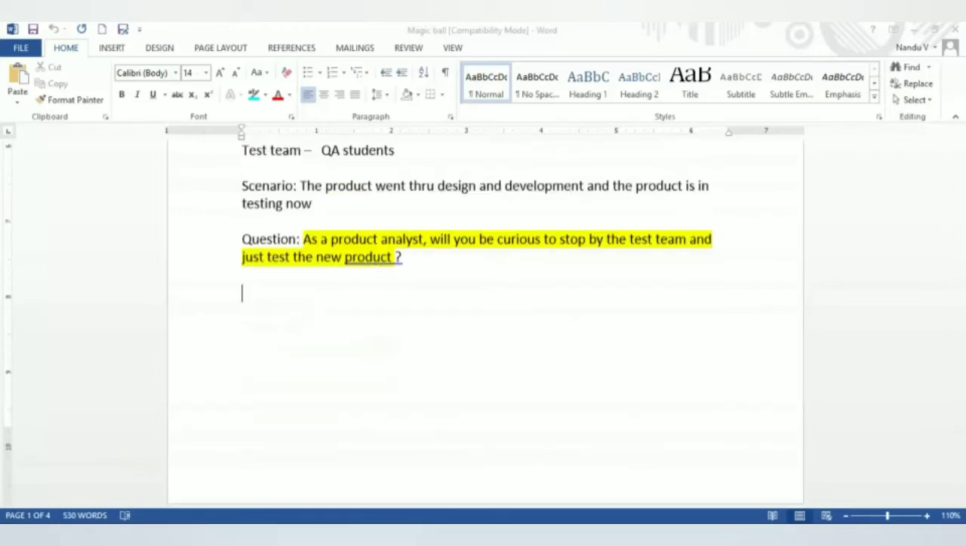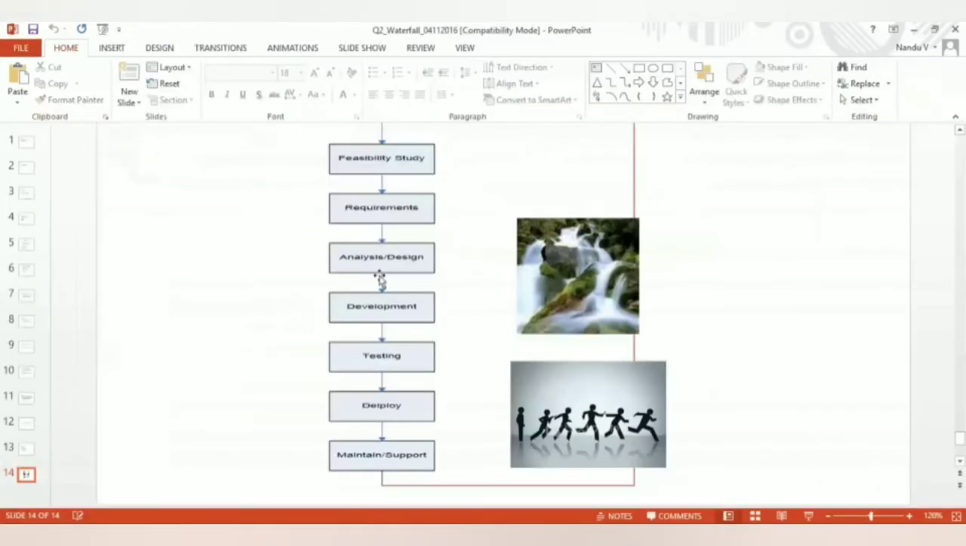Right. So the product goes through and the product is in testing. So let's take that California example. You are here in California, investing $1 million to build a home in Atlanta. I'm the architect builder. We went through requirements, design. Let's say construction is going on. A time for testing, right?